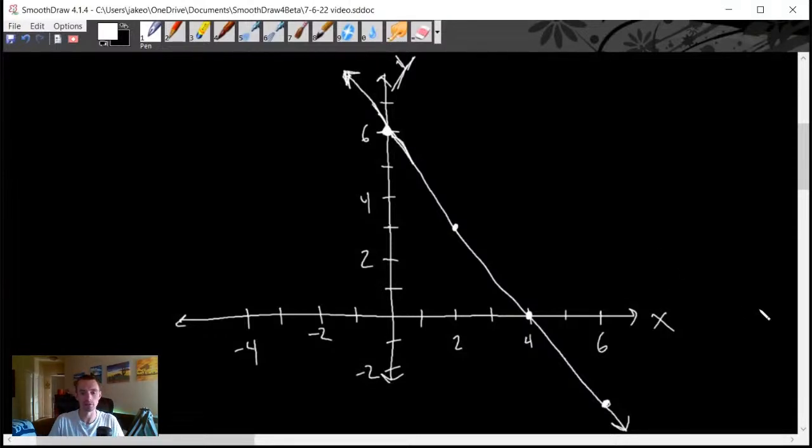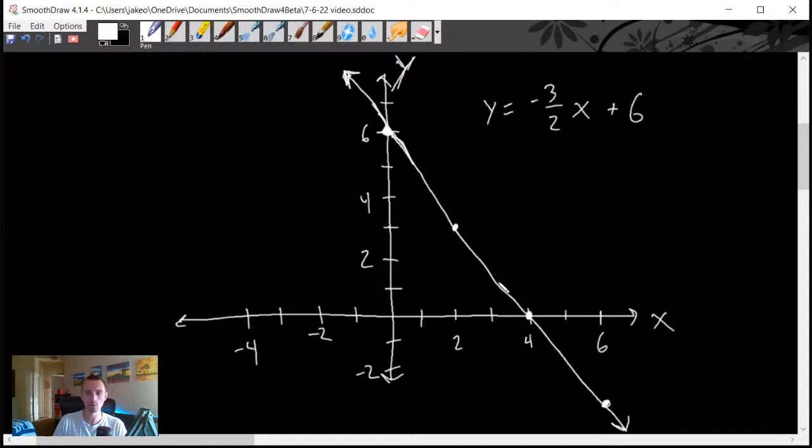So then we get something like this. So this is our line: y equals -3/2 x plus 6, because we had our y-intercept of 6 and our slope of down 3 units over 2. Down 3 over 2, down 3 over 2, and we get something like that. So that's about it for that first example.